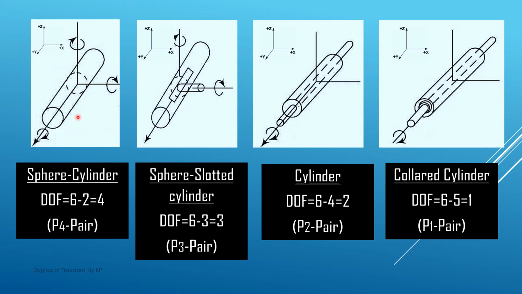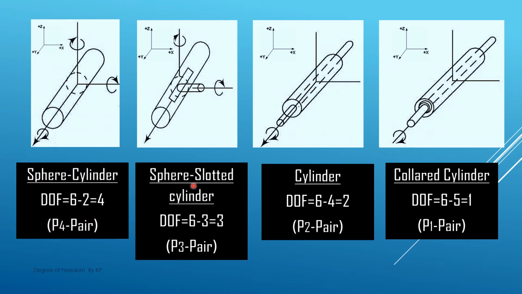If we are talking about the rotational motion of this sphere, it can rotate about the x-axis, it can rotate about the y-axis, it can rotate about the z-axis. So it is having no restriction along the rotational direction. So total restriction is 2, and that is along the translatory direction. So it is having degree of freedom as 6 minus 2 is equal to 4. It is called a P4 pair.